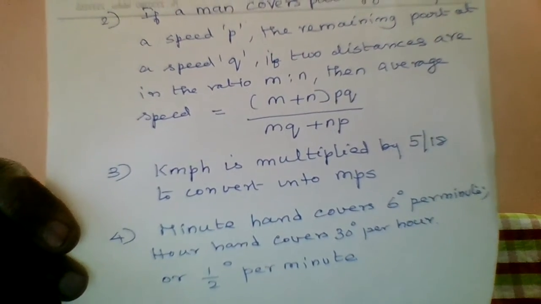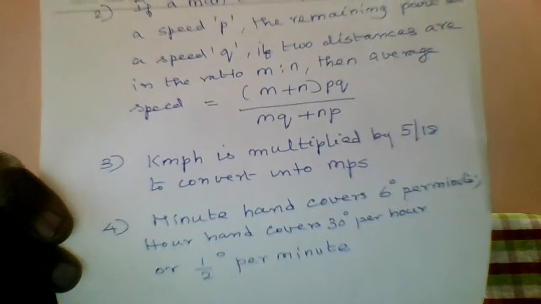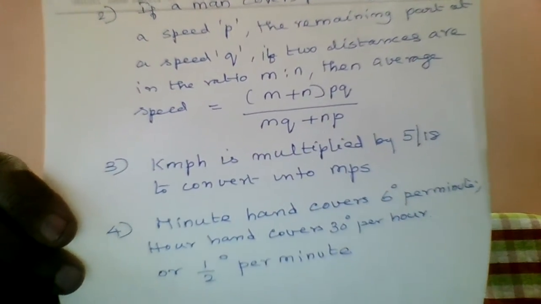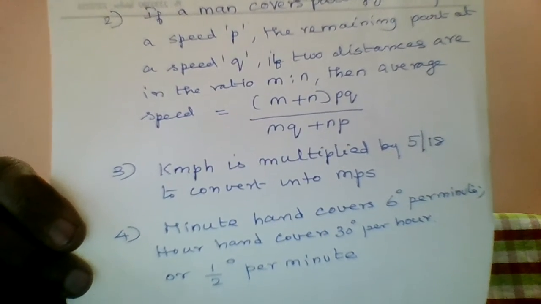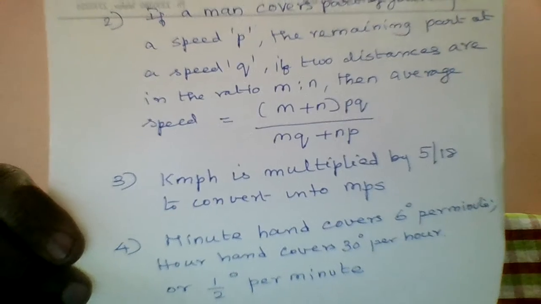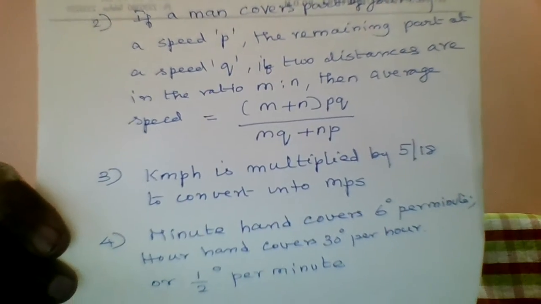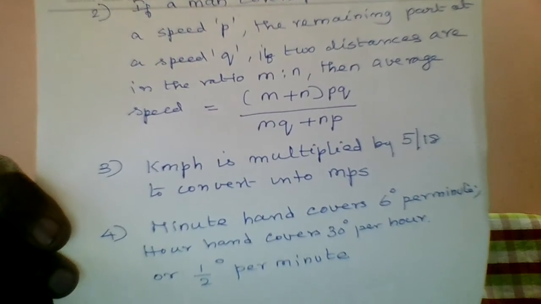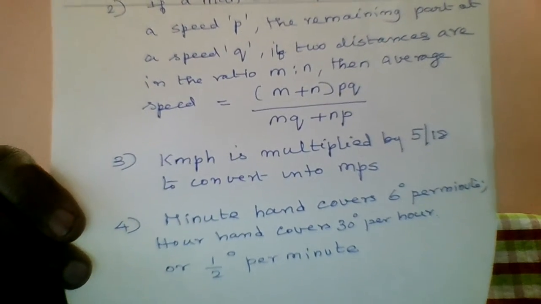m plus n in bracket into pq divided by mq plus np. I repeat, if the man goes at a speed of p for a distance and then for the remaining part at a speed of q, then what is the average speed? If these distances are in the ratio m is to n, the formula is m plus n in bracket into pq divided by mq plus np.